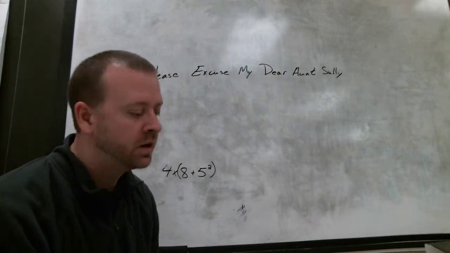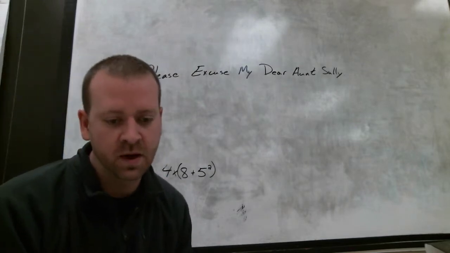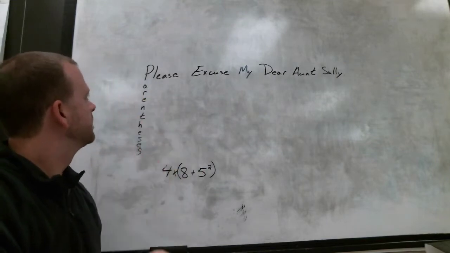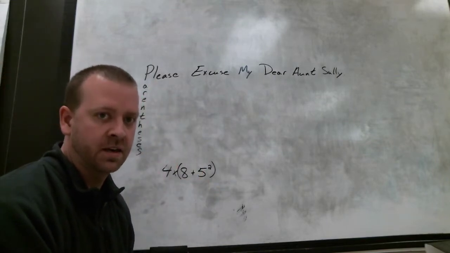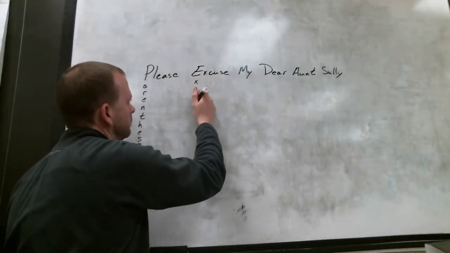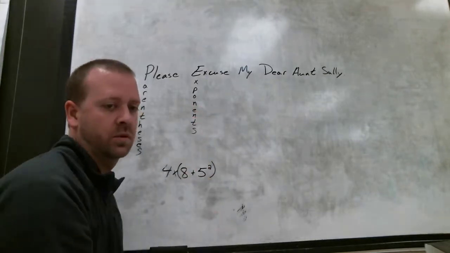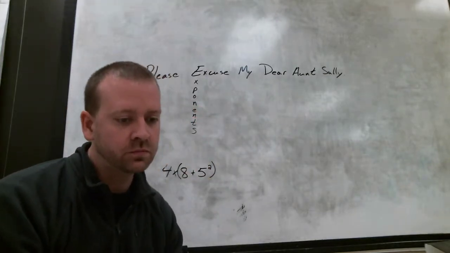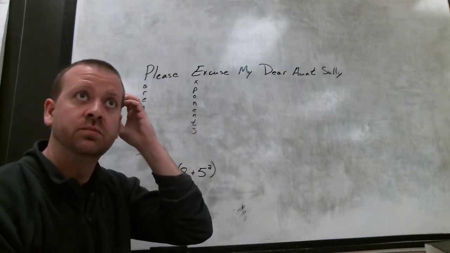All right, and this is an E. Okay, all right, parentheses. So this is the first step. You do what's in the parentheses. Okay, we'll talk about that in a minute. Next, exponents. Okay, all right. So exponents would be the second thing that you would do.